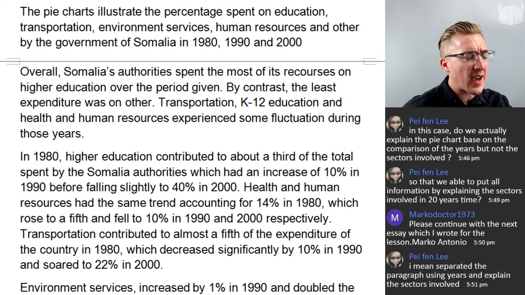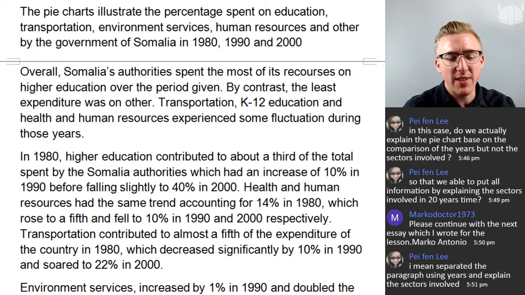Pei Fen, I think I understand your question. You say, do we actually explain the pie chart based on the comparison of the years, but not the sectors involved? Yeah, I think comparing sector to sector doesn't really give us all that much. It's not that interesting to me. I think it's more interesting to compare 1980 to 1990. And of course, you're going to mention all the sectors. You're going to say, you know, from 1980 to 1990, these two sectors increased by this much. These sectors decreased by this much, and these sectors stayed relatively the same.